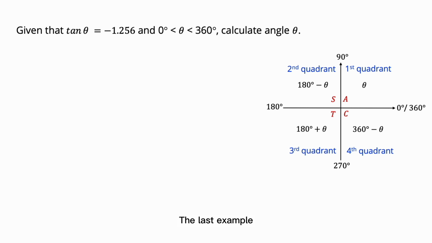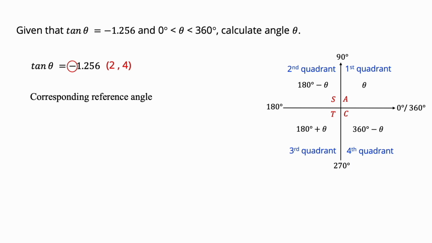The last example, given that tangent theta equals minus 1.256 and theta greater than 0 degree but less than 360 degree, calculate angle theta. For negative sign of tangent, theta is in second and fourth quadrants. Determine the corresponding reference angle by calculator. Corresponding reference angle equals arc tangent 1.256, press the button shift, press button tangent, and key in the figure 1.256. The result given is 51.5 degrees.